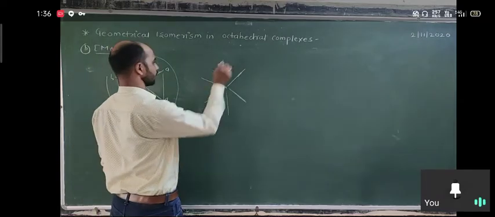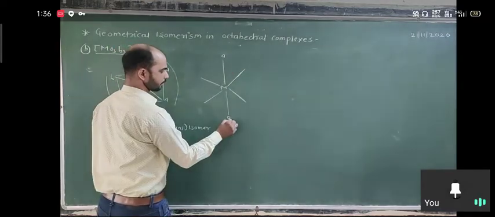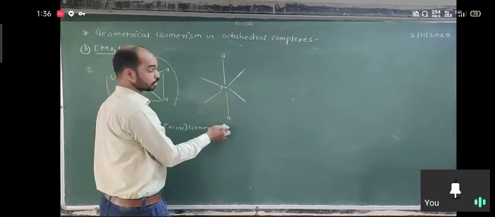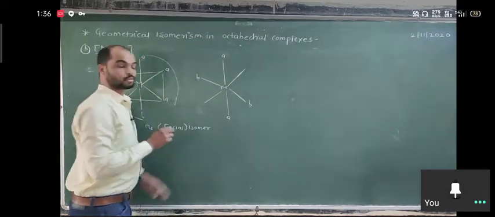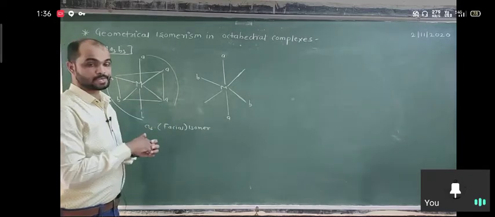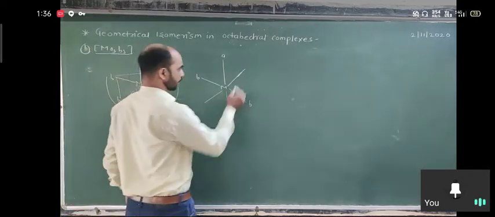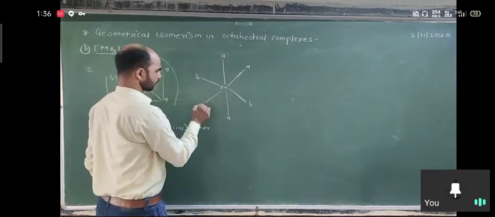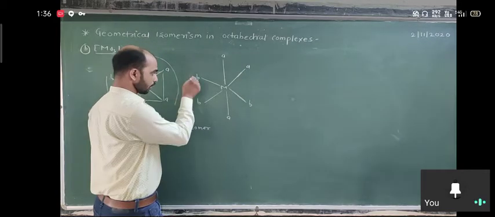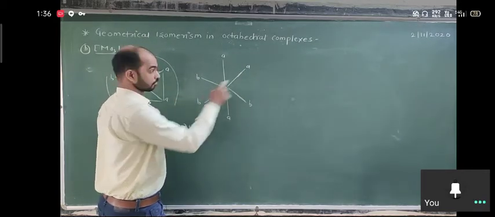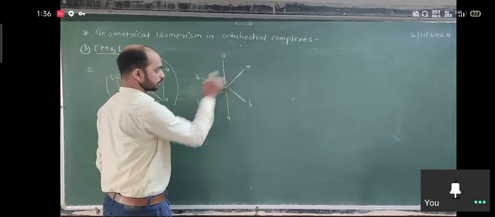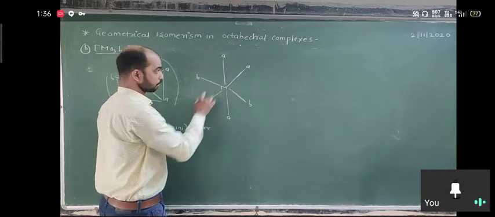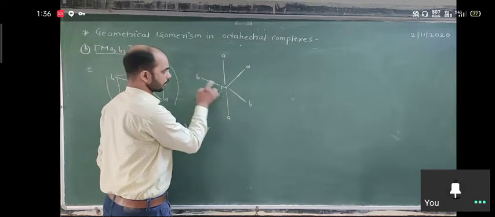So here we think A is here, A is here, trans to each other. We draw B here, B here. So what is remaining? One A is remaining, one B is remaining. We can place them here or here, both are the same. A is here, B is here. So this position is cis, but maximum how many cis positions? One, two positions are cis, but this one is trans.